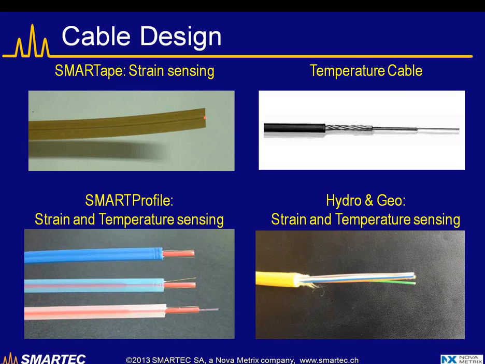On the bottom left, you have the Smart Profile sensor. In this case, in the same square packaging, we combine fibers for strain measurement, which are embedded into the plastic of the cable itself, and other fibers that are free in the red tube and are used for temperature compensation. And finally, we have the hydro and the geo cable that contains single mode and multi-mode fibers to measure strain with the Brillouin system and temperature with the Raman system. So this offers the best way to separate strain and temperature reading, even in the presence of very large strains.